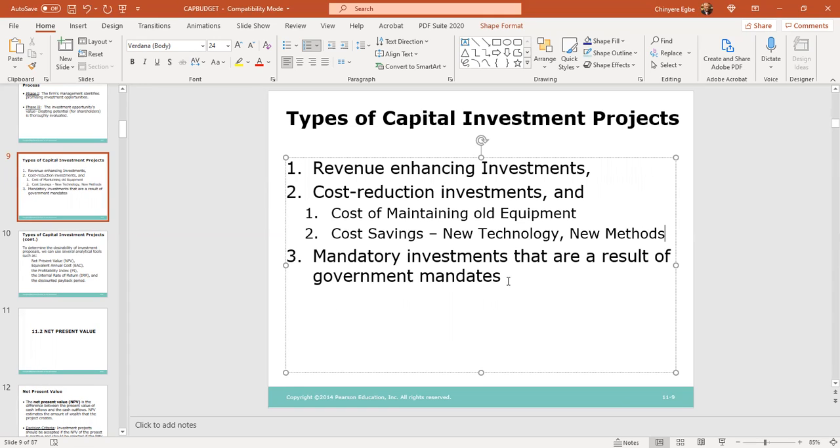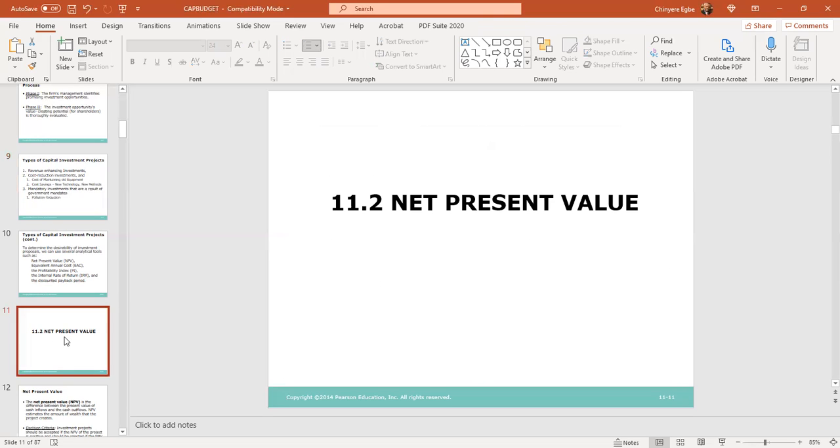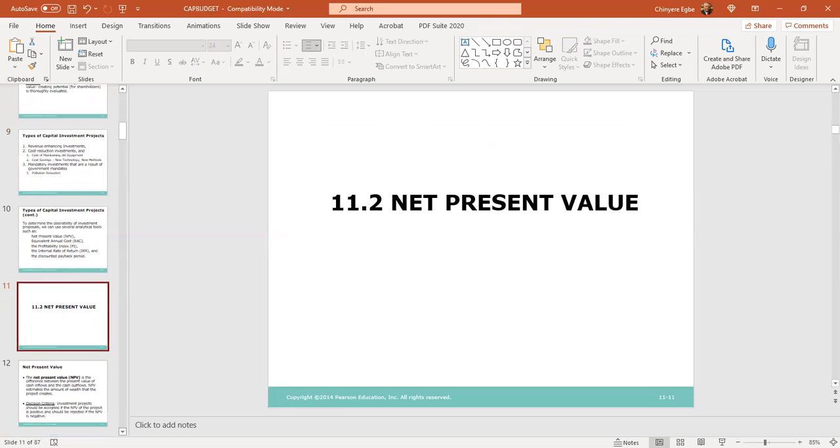Okay, government investment mandates, investments that are the result of government mandates. For example, pollution reduction is an example of government mandates. Okay, so we use the present value technique.